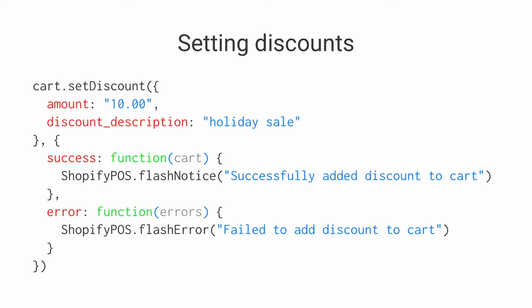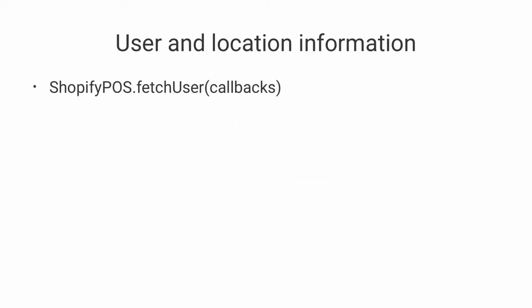So another really cool feature of the point of sale app SDK is that you can retrieve information about the user that is accessing your app at that point in time. Many merchants use Shopify POS with lots of different locations and lots of different staff who are checking in for shifts, maybe at all different hours of the day. So when your app is opened, you can use Shopify POS.fetchUser to identify which user is accessing your app at that point in time. And you could use this to provide different features to different users of the app.